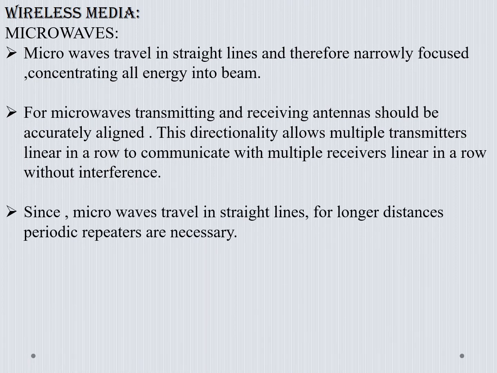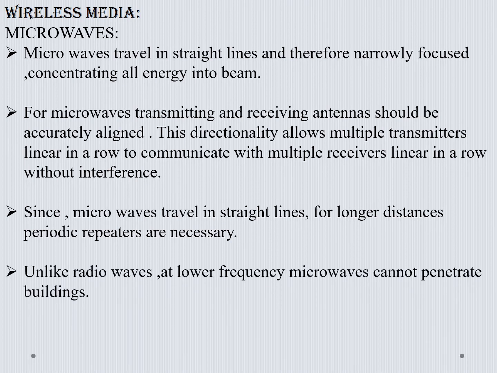Since microwaves travel in straight lines, for longer distances periodic repeaters are used. That is, we require periodic towers. Unlike radio waves, at low frequency, microwaves cannot penetrate buildings. High frequency microwaves can easily penetrate through buildings, but low frequency microwaves cannot penetrate through the building. That is why this is not used for longer distance communication. And the demerit of microwaves is that when I am constructing continuous towers for the transmitting and receiving antennas, the cost of designing the network will also increase. That also becomes a demerit.